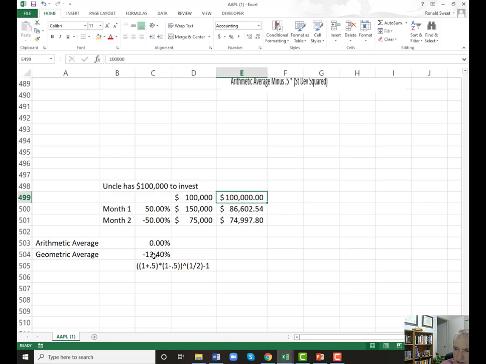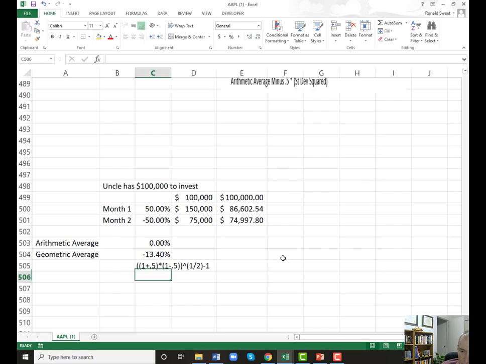So essentially what the geometric average is telling you, it's like an internal rate of return. It's the return that if you applied it to your beginning investment and multiplied by all your cash flows going forward, you get right at your ending balance. So your uncle's probably going to accept the fact that he lost 13% on average a month, much more than he's going to believe that he made 0%. If he ended up with $25,000 less in money than he started with, then that kind of makes sense.